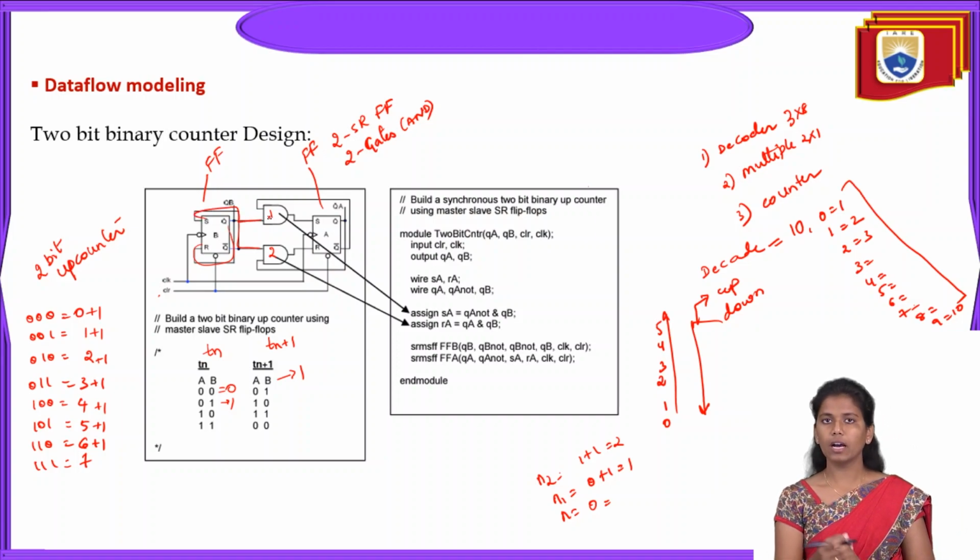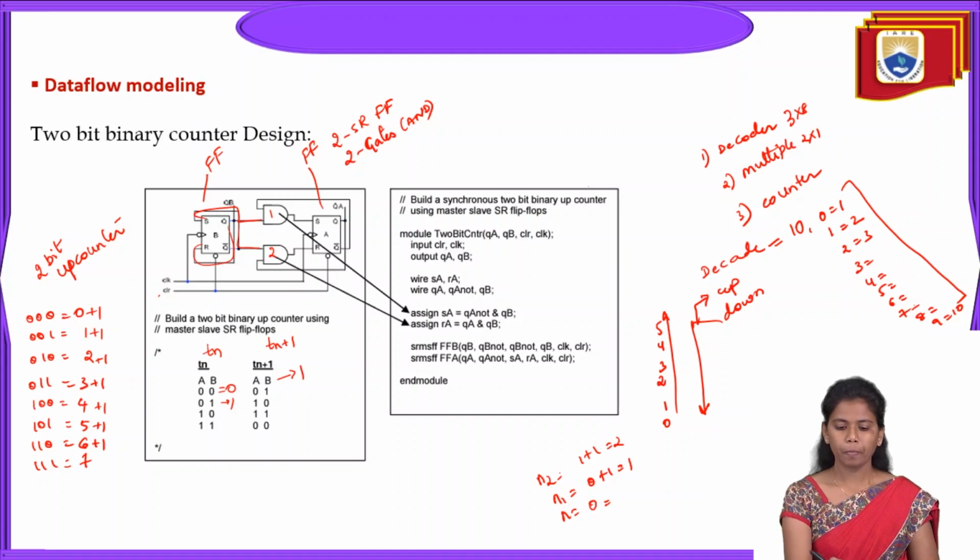Then in the coding part we will observe module 2-bit counter. In the port list we have inputs and outputs: clock and clear as inputs, and Q and QB as outputs. Inputs again I am assigning as clock and clear, and output as Q and QB.